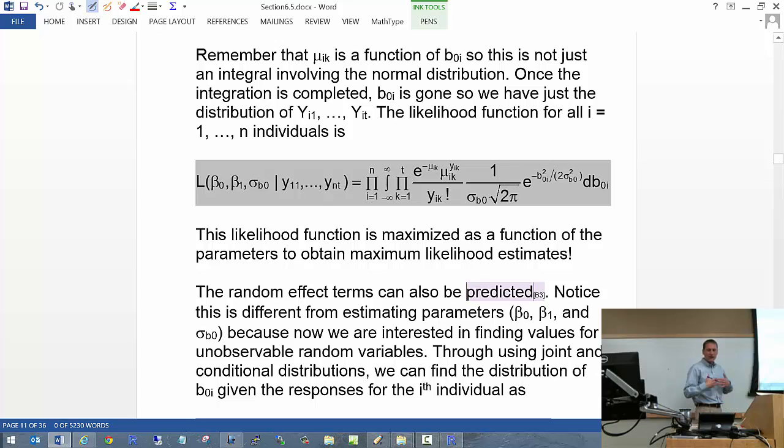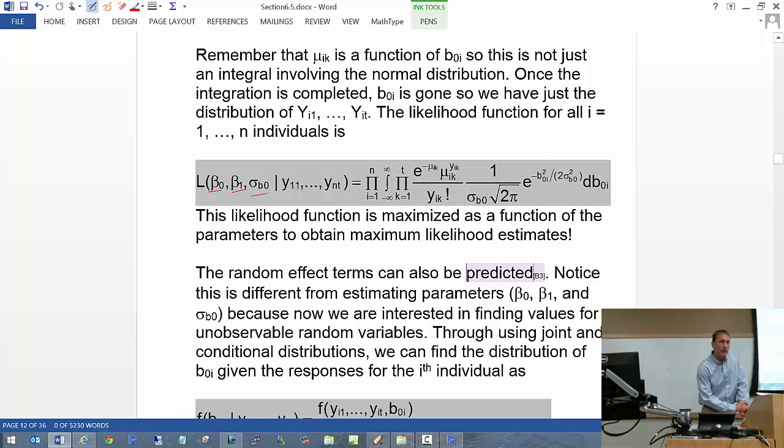Well, now let's extend this idea to the n individuals. And then this is when we get our likelihood function. Our likelihood function is a function of beta 0, beta 1, sigma. Those are our three parameters. Given the information that you do observe, the y's, and we don't observe the b's, then this is my full likelihood function. This is what I want to maximize to get my max likelihood estimates. Any questions? Okay.